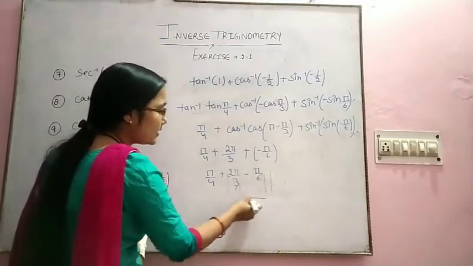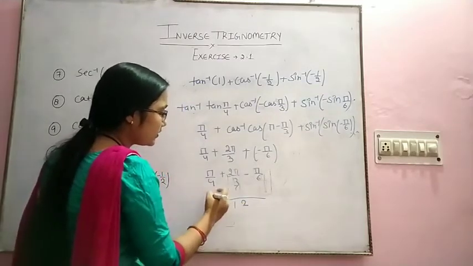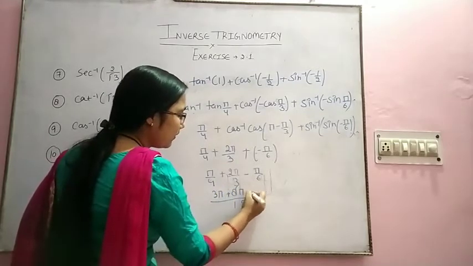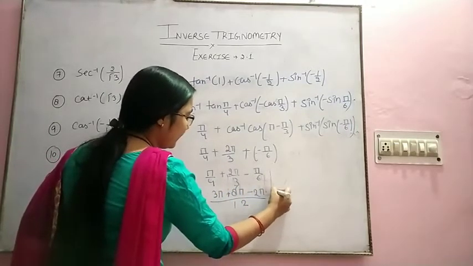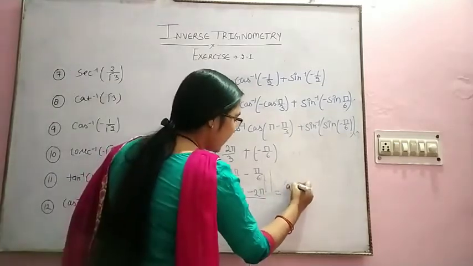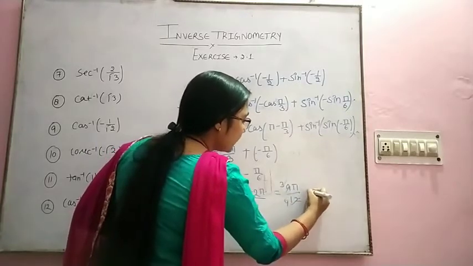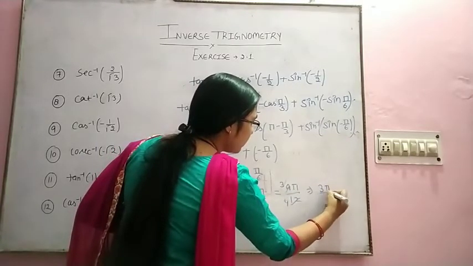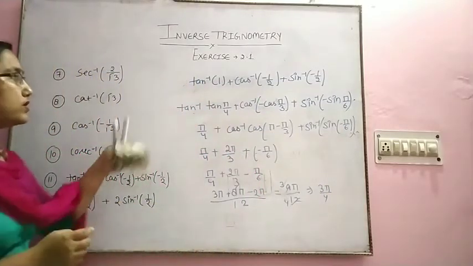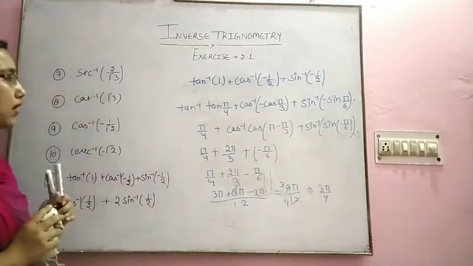After solving this, we get 2 pi by 3 plus minus pi by 6. Taking LCM, LCM is 12. 4 threes is 12, that means 8 pi, and minus 2 pi. 8 and 3 is 11, and 11 minus 2, this is 9 pi by 12. Cancel out by 3. That means 3 pi by 4 is the answer for tan inverse 1, cos inverse minus half and sin inverse minus half.